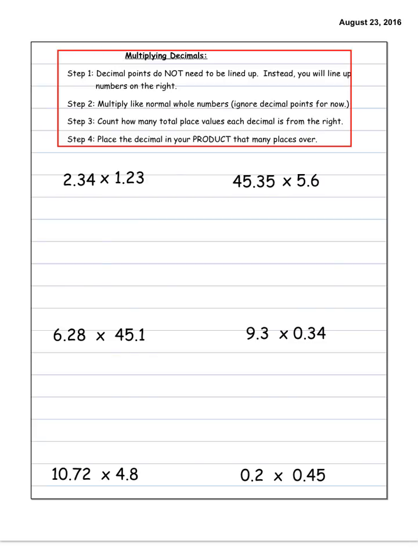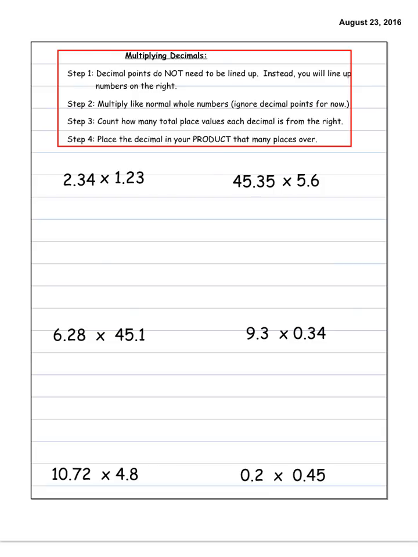Step 1 says decimal points do not need to be lined up. If you remember from adding and subtracting decimals, we said that the decimal point did need to be lined up. However, that is not the case when we are multiplying. Instead, you line your numbers up on the right.